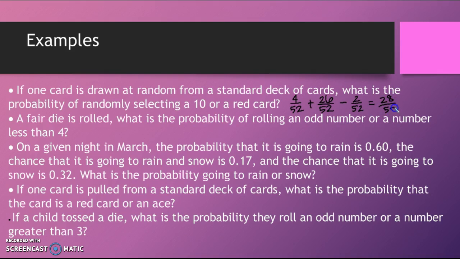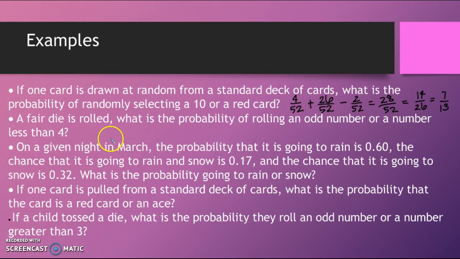So we have 28 over 52, which we can simplify to 14 over 26, and one more time to 7 over 13. Okay, so make sure when you go to add your fractions that you have the common denominator before you add. This is one where you might not want to simplify until the very end, so that you have that common denominator.